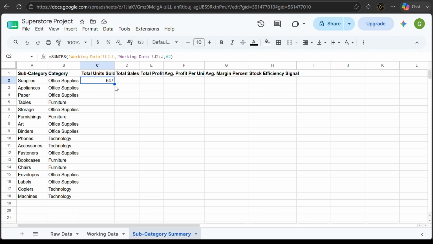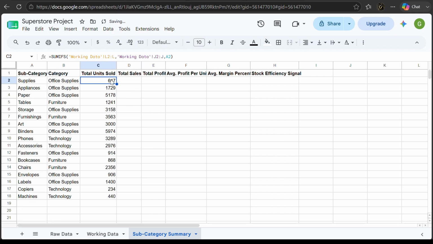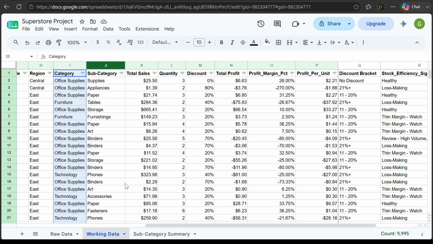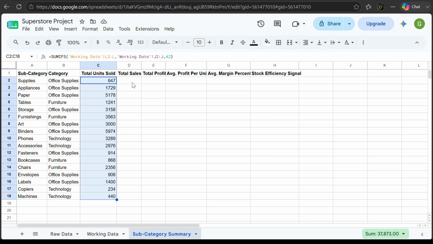I'm going to double tap this small circle so that it populates our values. Now let me show you something very interesting. I'm going to highlight all this. What is the sum? 37,873 items in total were sold. Let's verify from our quantity column. We have the same number, 37,873 items sold. So our work is correct there. I believe it should make sense.